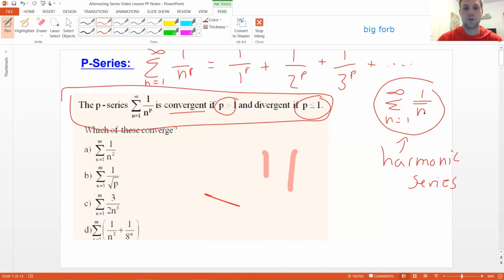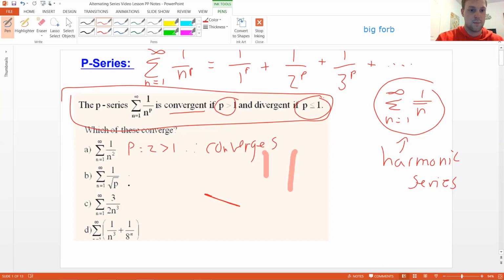Again, these are super easy to identify as convergent or divergent, and that's why they're used for the comparison test, because I can compare to something that I know 100% converges or diverges. That'll be in a later video lesson. For instance, which of these converge? In A, this is obviously a p-series. p is equal to 2, which is greater than 1, so it converges. It's that simple. If you have it in the form 1 over n to the p, it's that simple.